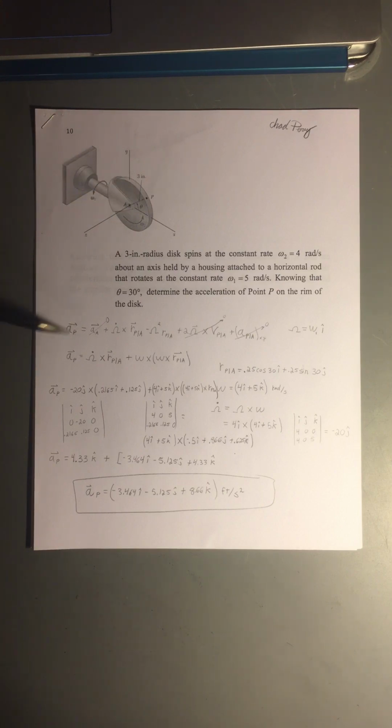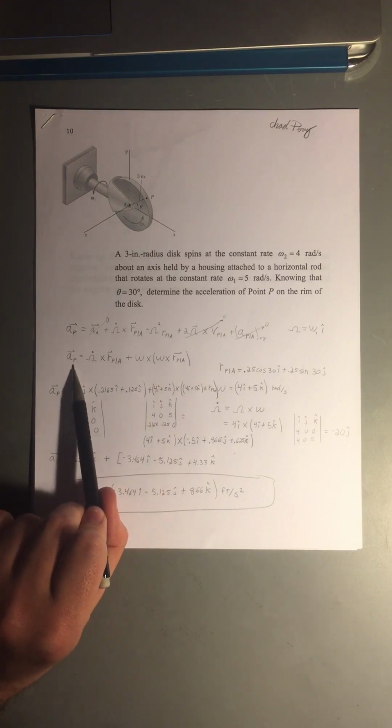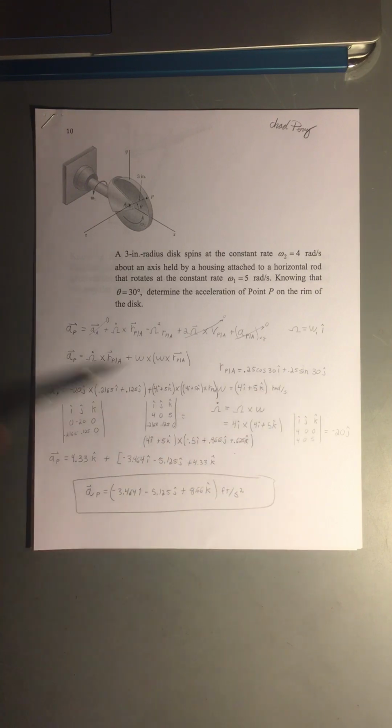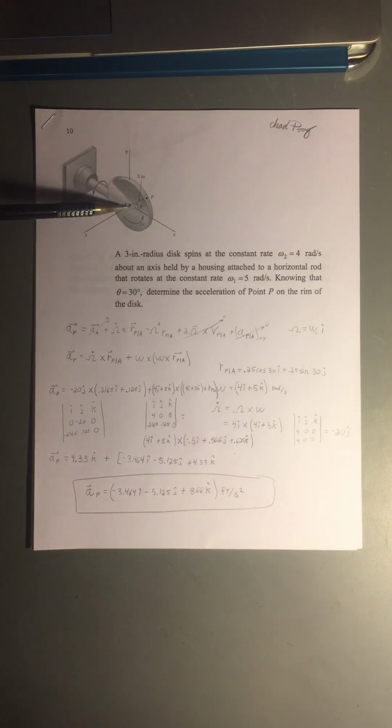So canceling out those terms, I just rewrote the equation here. And then I tried to find each of these terms that we need because we're trying to find the acceleration. So that's what I did over here. I called the center of our rotating frame here point A, and I labeled that. I created this vector with P with respect to this origin A, and we're told that this angle theta is 30 degrees and the radius is 3 inches.